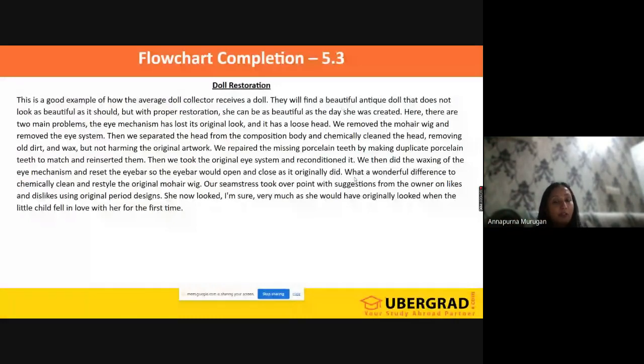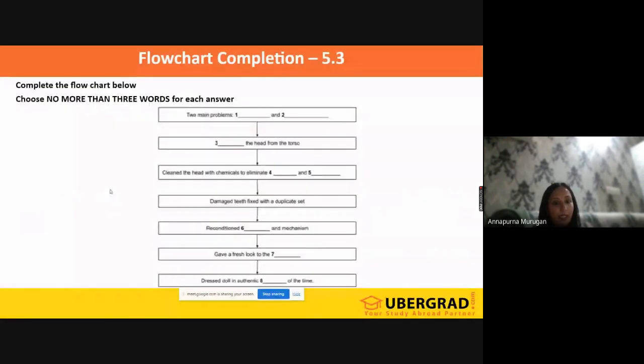So, try to see what that is. They gave a fresh look, it seems. What is that? What a wonderful difference to chemically clean and restyle the original mohair wig. So what should this one be? Original mohair wig. Yeah, see, clean and restyle. That means a fresh look. Okay. So, gave a fresh look to the original mohair wig. Very good, guys. Very nice performance.